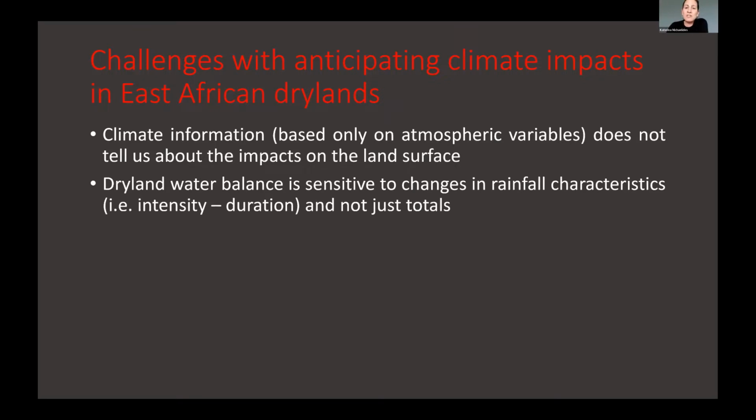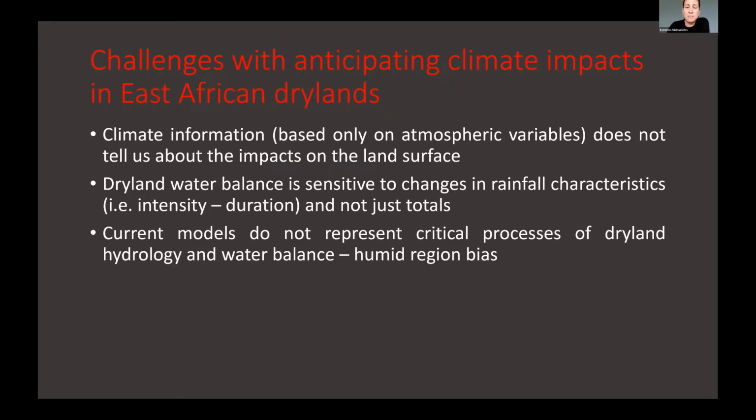Additionally, these regions in East Africa have a huge percentage of drylands. And in drylands in particular, the water balance, the way that water is partitioned within the surface, is sensitive not only to the total amount of rain that falls in a year or in a season, but to the actual rainfall characteristics, i.e., is it intense? Does it fall for a long period of time, a short period of time, and so on? So the actual rainfall characteristics matter.